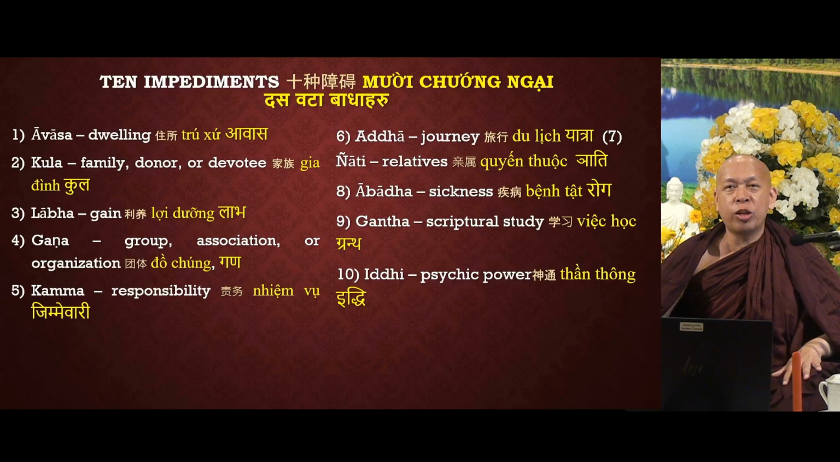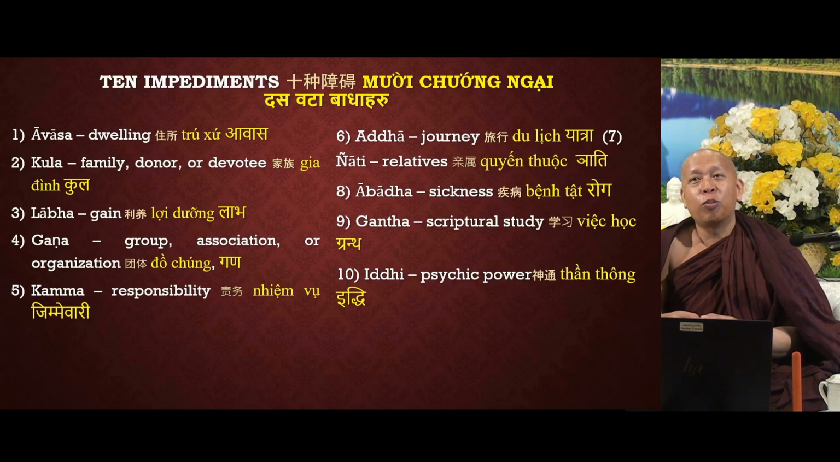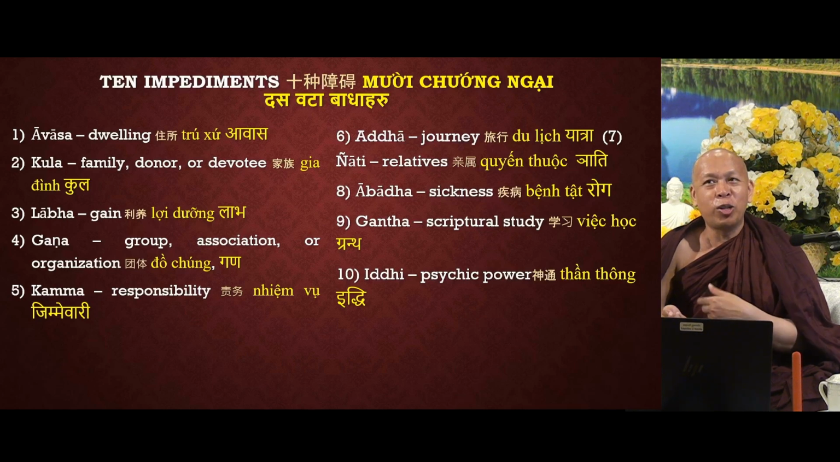Minor impediment means, for example, sometimes you forgot to cut your nails. But when you are meditating, you touch your finger and you come to know, oh, my nails are very, very long now. The whole session you may think about your nail. This is a minor impediment. You can solve it within a few minutes.